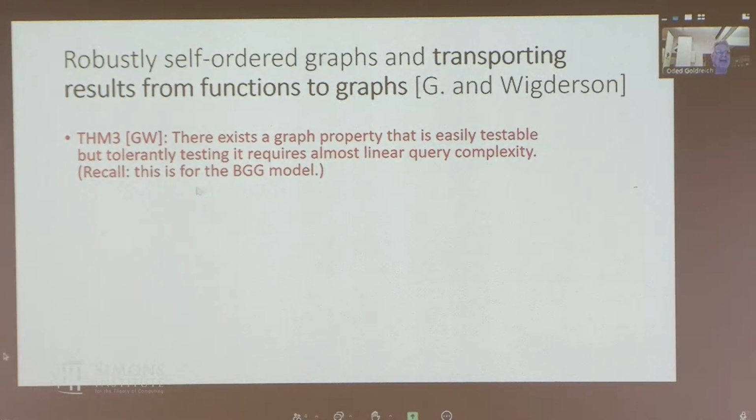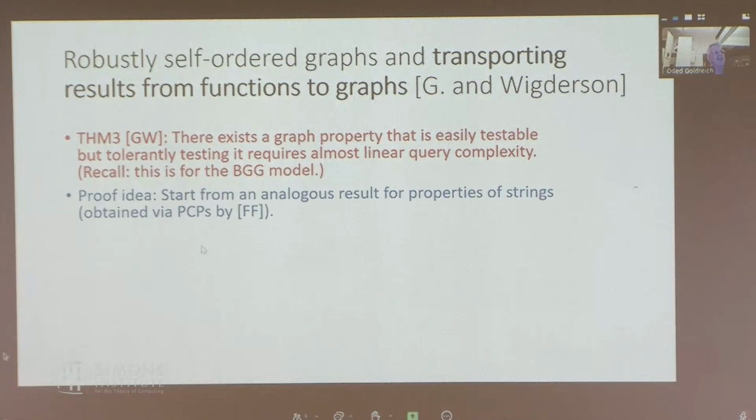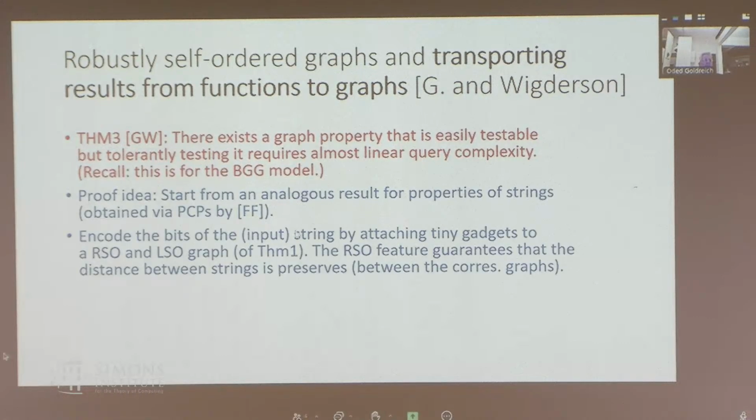So I already hinted this theorem will be proved by a transformation from an analogous result that refers to functions or to strings. So the proof idea is the following. You start from an analogous result for properties of strings, which was obtained by using PCPs by Fortnow and Fischer, and you now transport it. How do you transport it? You do the following.